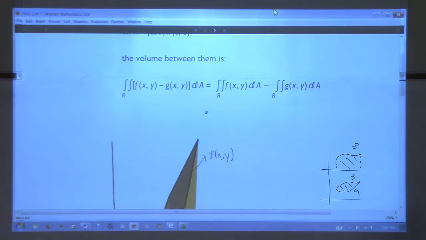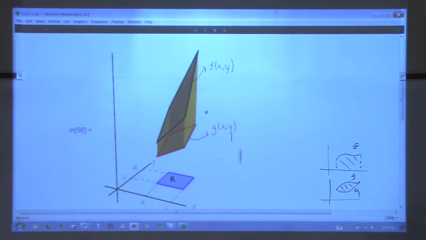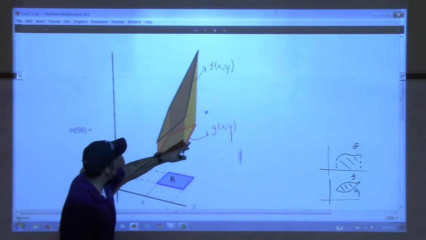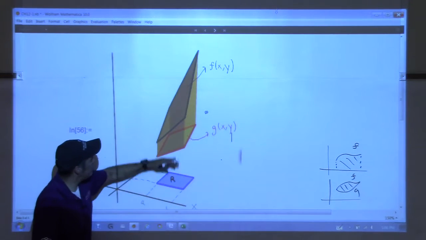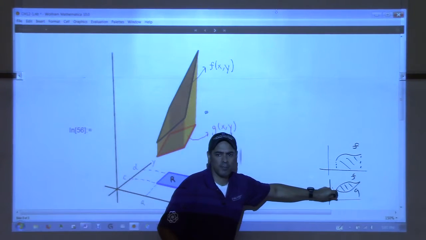So the picture of this looks like this. Can you all see that? Yeah. We have an upper surface, a lower surface, the domain on the ground, and we're trying to find the volume between them. So that's the three-dimensional version of this picture.